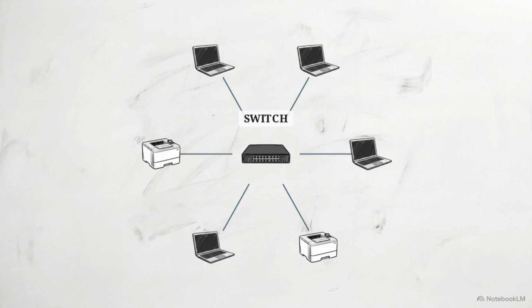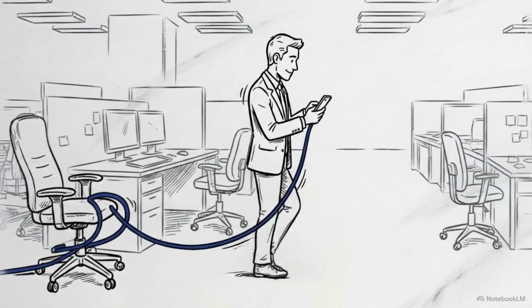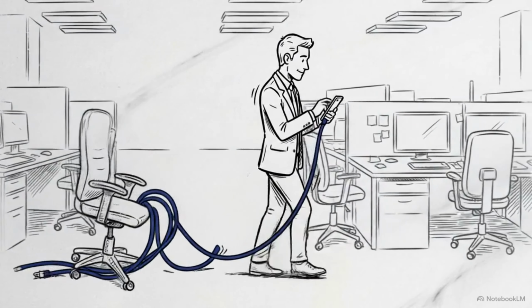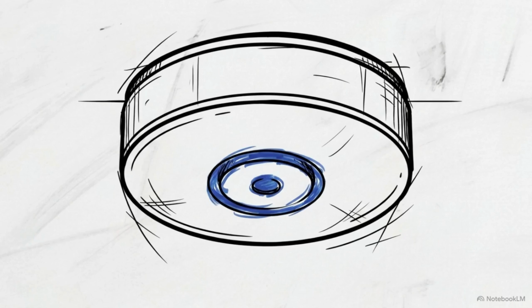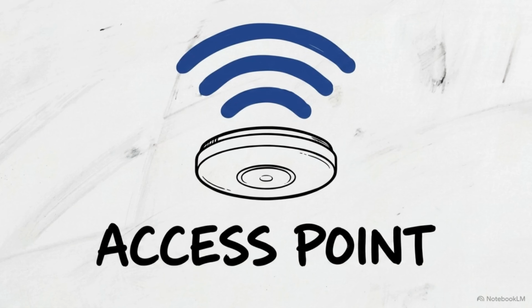Of course, walking around an office with a physical Ethernet cord trailing behind your phone is completely impractical. That is where an access point comes in. It provides a wireless doorway, allowing mobile devices to connect into that same wired local network over radio waves. For this hardware, the rule is an access point provides wireless access.